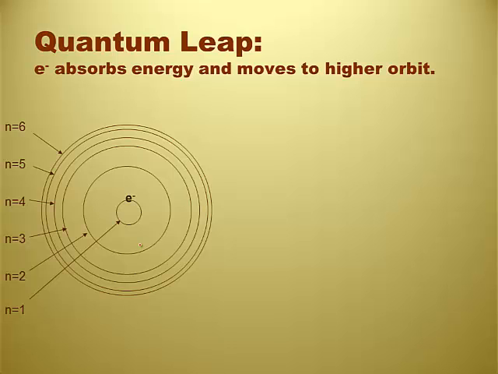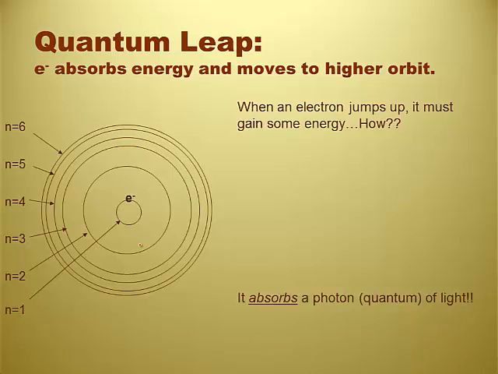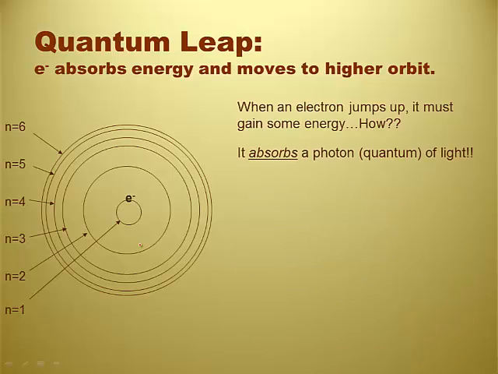When this electron moves from one energy level to the next, we call it a quantum leap. And in order to do this quantum leap, it has to absorb energy and move to a higher orbit. So what it has to do is absorb a photon of light or a quantum of light, a certain amount of energy. It doesn't have to be visible light.